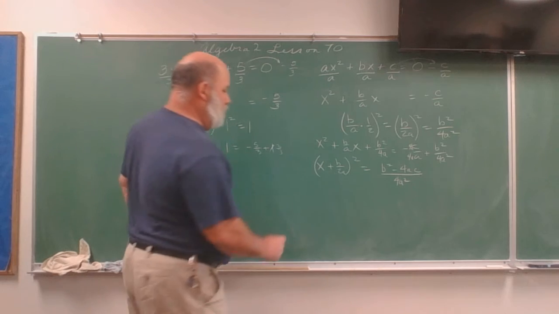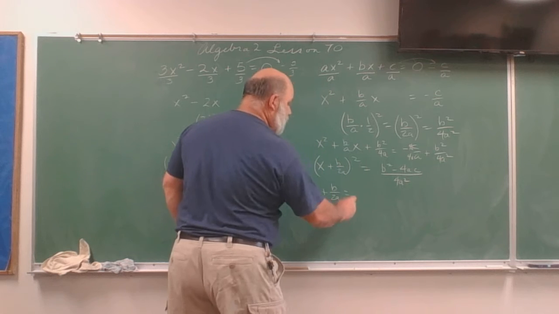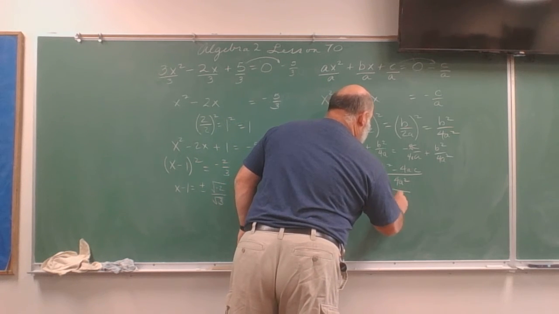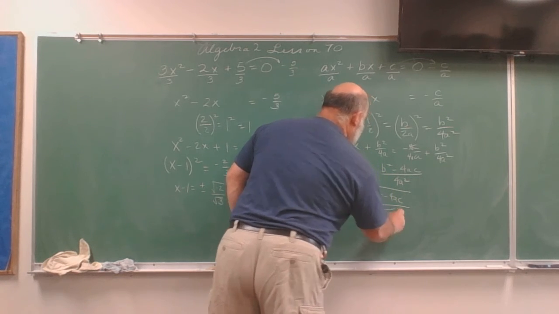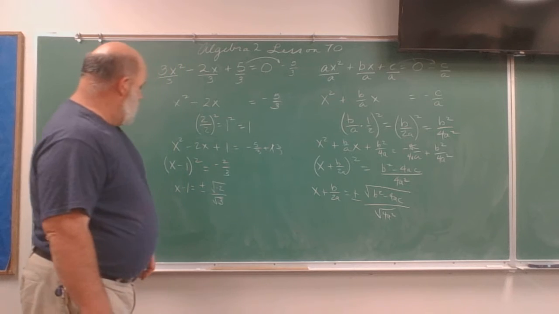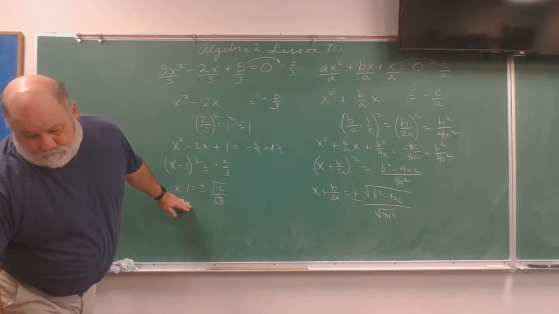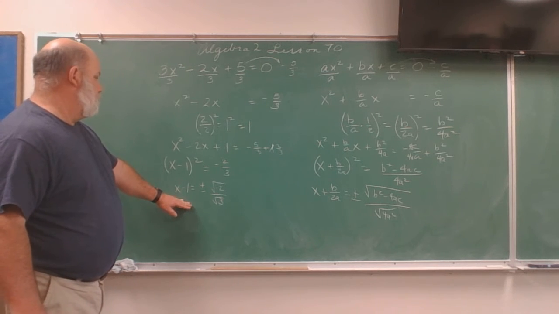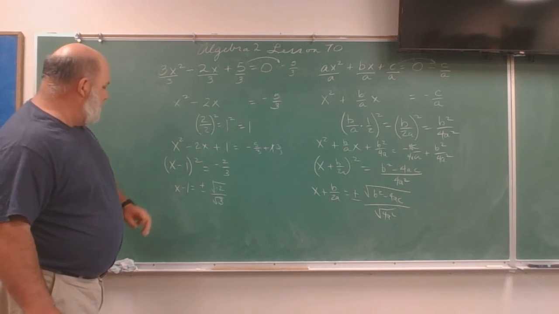Over here, take the square root: x plus b over 2a equals plus or minus the square root of b squared minus 4ac, all over the square root of 4a squared. I'll have to figure out my mistake over here in a second. What did I do wrong? Well, I'm going to have to do this whole video over again. This stinks. Let me look real quick.